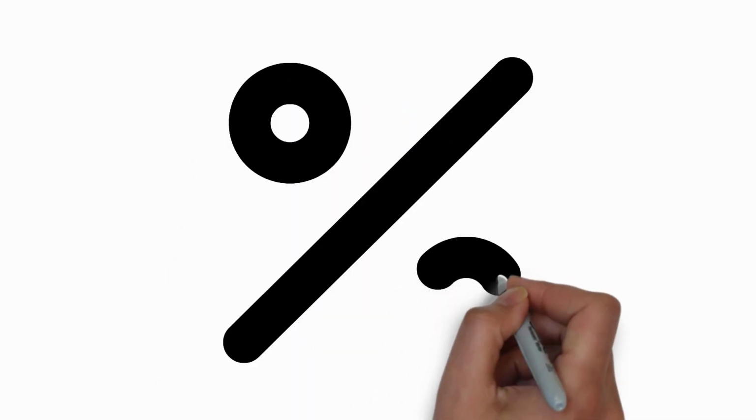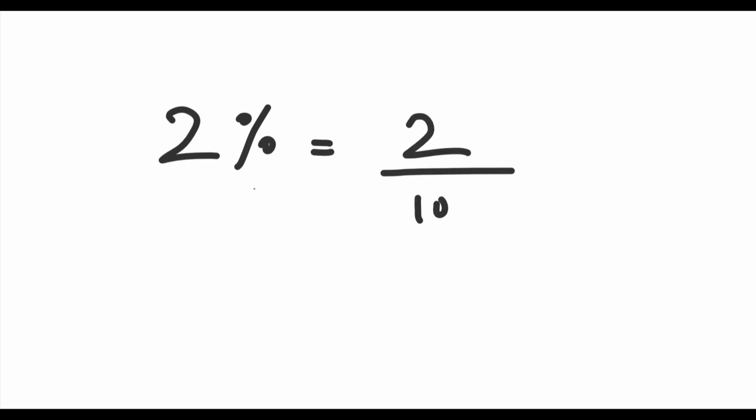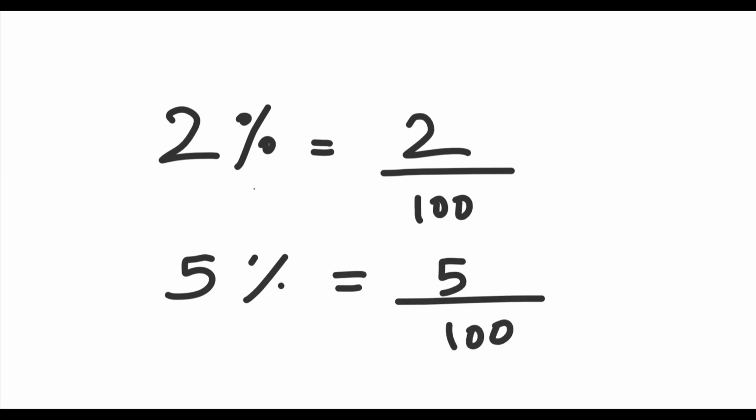It is denoted by the % symbol. Suppose if I say 2%, what does 2% mean? 2 by 100. What does 5% mean? 5 by 100. So percent is a fraction which has denominator as 100. So 2% means 2 by 100, 5% means 5 by 100. Now let's learn some tricks using our basics.